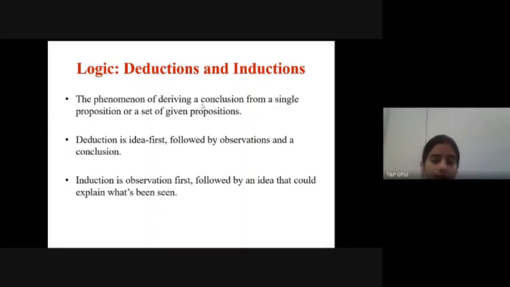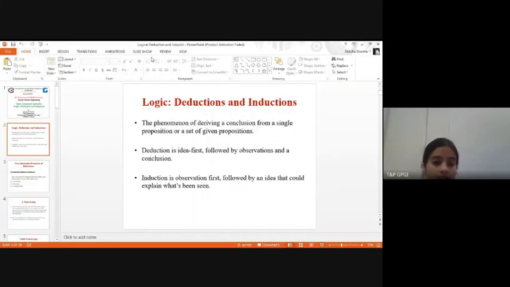Now, this is a phenomenon of deriving a conclusion from a single proposition or a set of given propositions. So we have to come to some conclusion. There will be 2 to 3 sentences given to you in the question, and then based on those, you will have to find the right answer and select the right conclusion. Now, deduction. What do you mean by deduction? It is the idea first, followed by observations and a conclusion. So in deductions you have an idea, and then it's followed by observation and some conclusion.